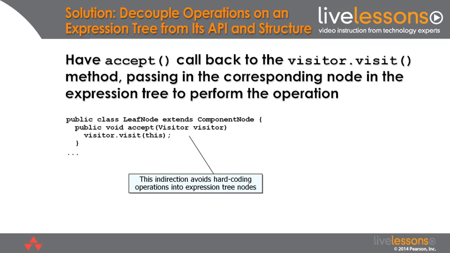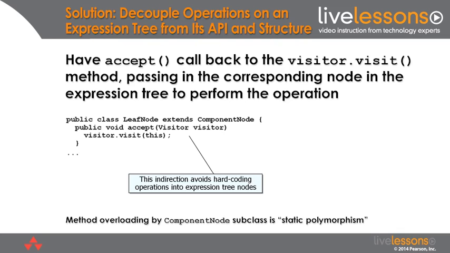And by doing this, this indirection avoids hard coding the operations into the expression tree nodes themselves. Notice how the actual visit method that's dispatched is going to depend on the concrete type of component node. In this case, it's a leaf node. And this ability to select the appropriate visit method via method overloading is called static polymorphism. And we'll come back and talk about this when we get a little further into the pattern. I just wanted to note it at this point.